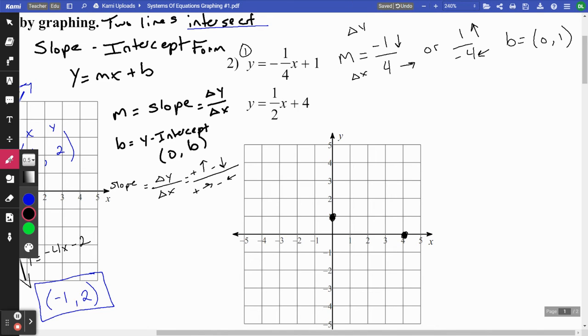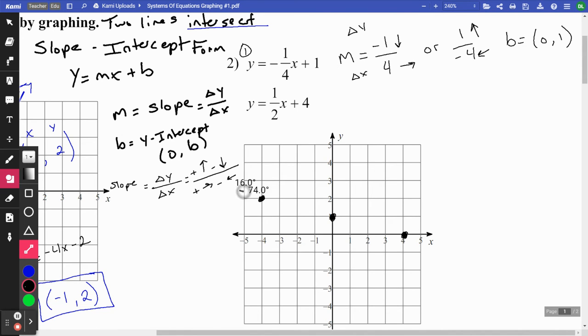I'm going to go up 1 and to the left 4: 1, 2, 3, 4. Could I have drawn this line with 2 dots? Yeah. Could I draw an even better line with 3 dots? Yes. Okay, so I can use my straight edge, right?